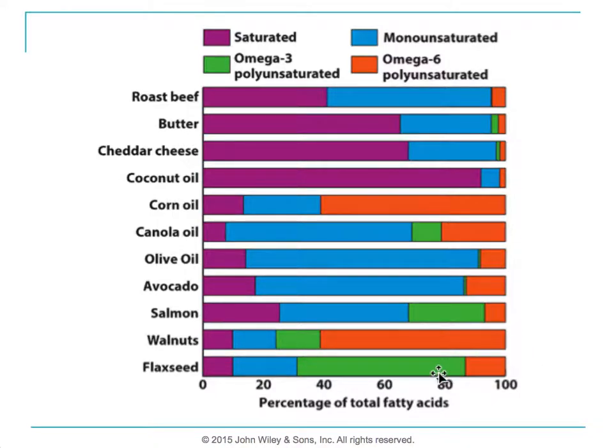So, very, very good. We want to limit saturated fat in our diet. Same thing, all these oils, they're liquids at room temperature. They have some saturated fat, but not a lot, not too bad. Okay. Then we get up here to coconut oil. Look at this. See all this purple? Coconut oil has more saturated fat than cheddar cheese. It has more saturated fat than butter, and it has more saturated fat than roast beef.